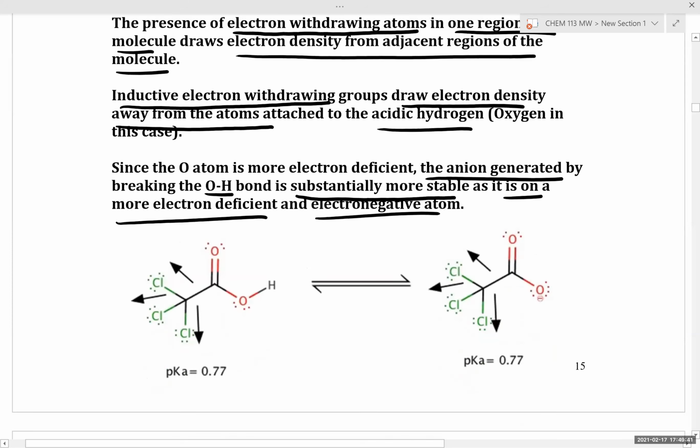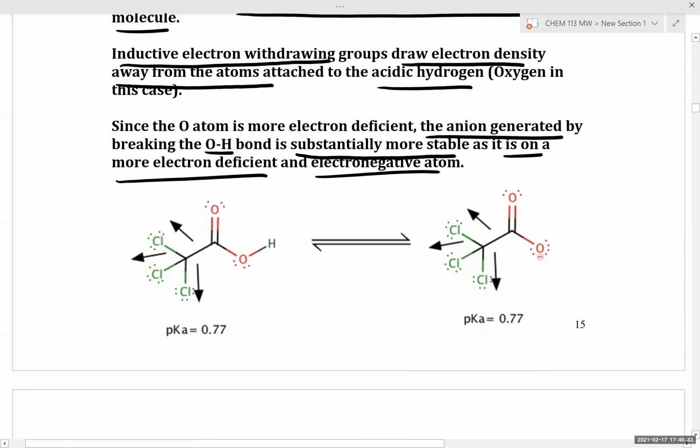Does this idea of inductive effects make sense? Does everyone see how electron withdrawing groups can help stabilize an anion by stabilizing that electron density and delocalizing that electron density? Does that idea make sense?